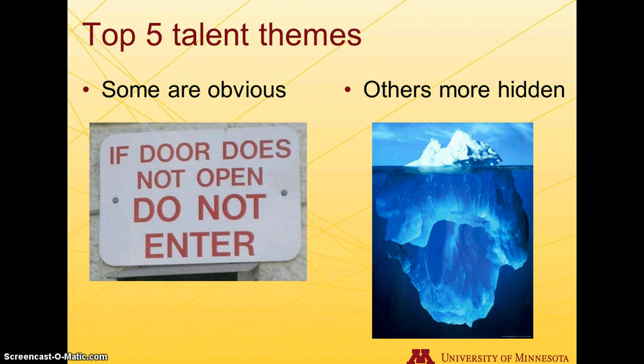Some of your top 5 talents might seem really obvious to you. Others might be more hidden. Sometimes it's helpful to ask someone who is close to you, like a parent or a good friend, about how they see you use your top 5 talent themes. Family and friends will often have insight into how you've demonstrated those in the past.